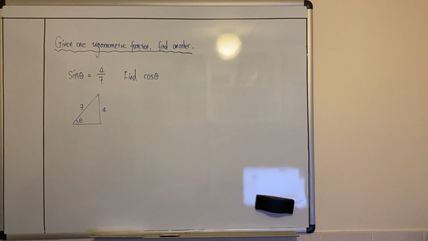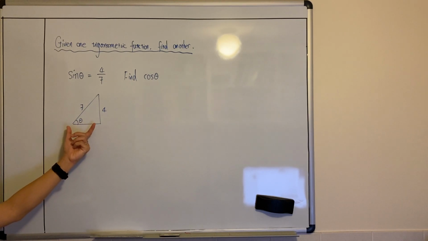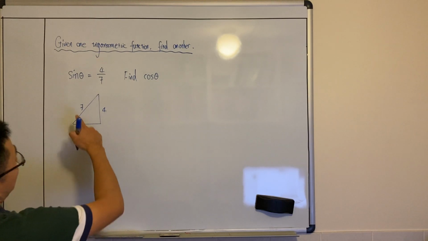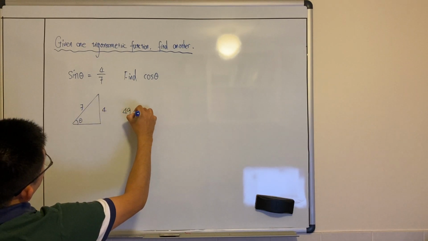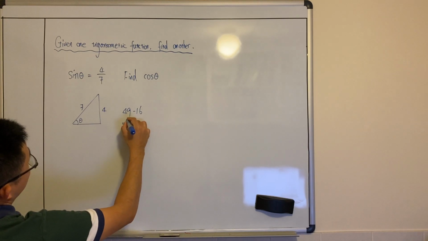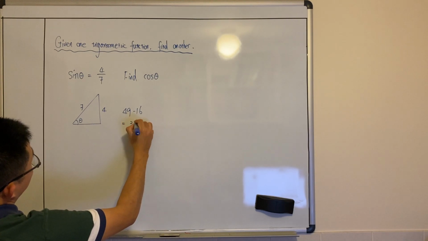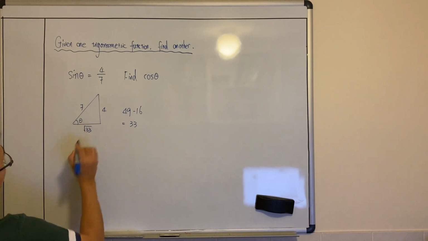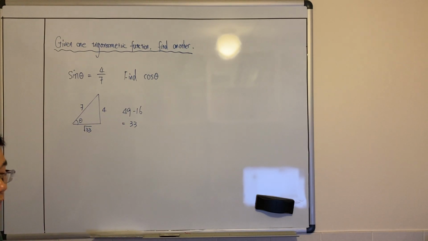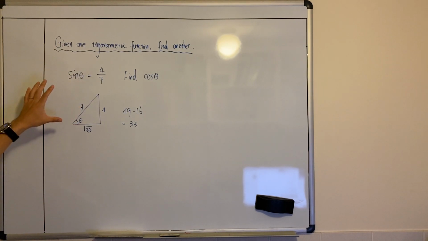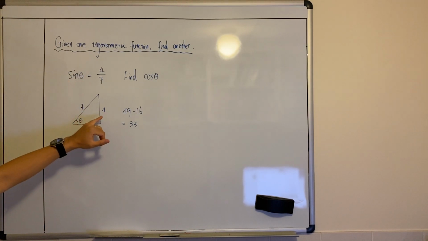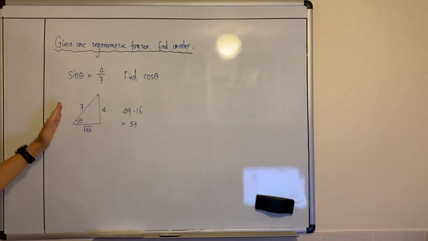And then what you have to do is to work out the adjacent side. So that's 49 minus 16, and that's 33. So it's going to be a square root of 33. So now you get a square root of 33, and you've got a triangle like this now. So we've got sine theta equal to 4/7, and from this ratio, I've got the right angle triangle with opposite over hypotenuse equal to 4/7, and that results in the adjacent side equal to square root of 33.